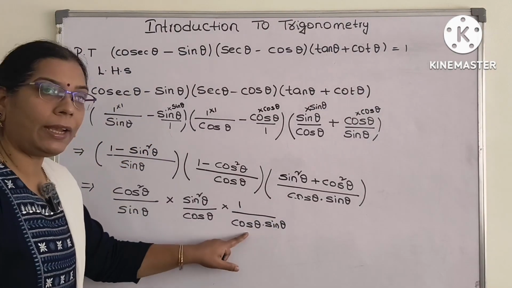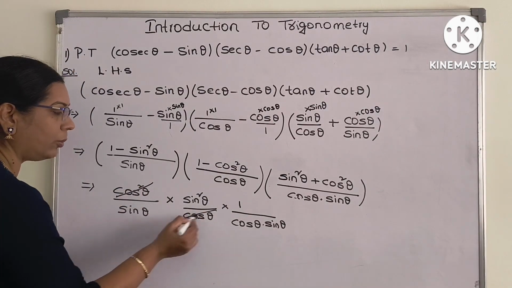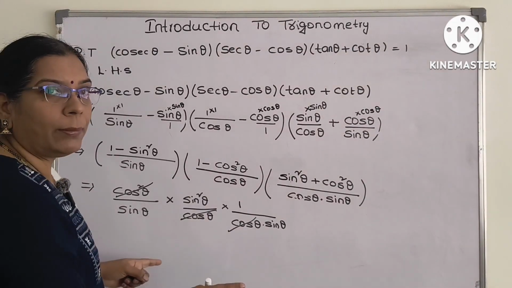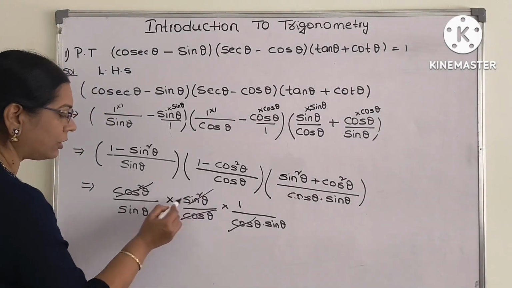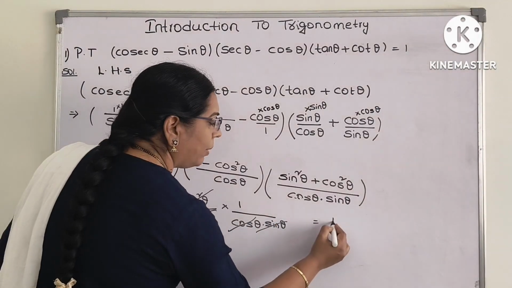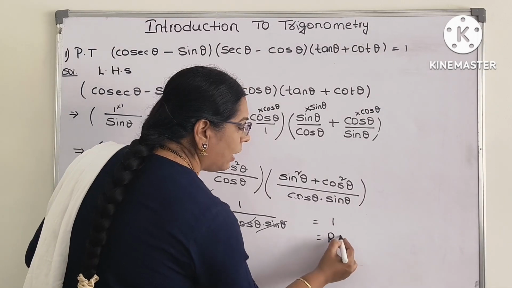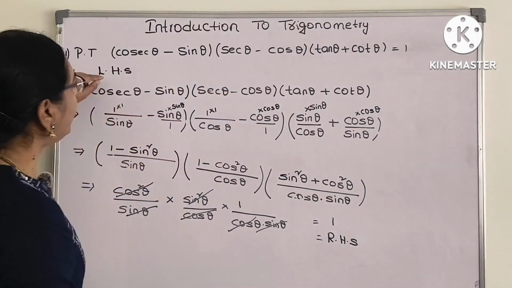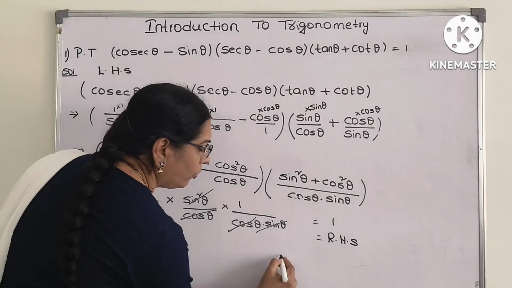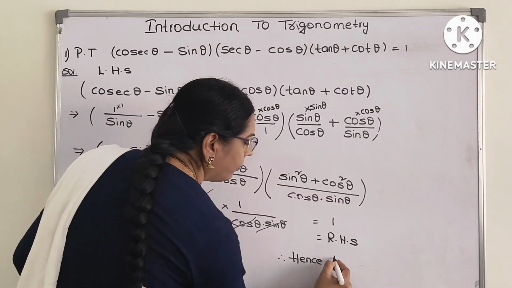I have cos theta into cos theta, which makes a cos square theta. So I have a cos square theta in the numerator. I will cancel both. I have sin theta, both are being multiplied, so sin square theta, I have a sin square theta in the numerator. It will be cancelled. So what am I left with? I am left with 1. And what is 1? 1 is the RHS. So I simplified the LHS and arrived at the RHS. So what will you write at the end? You will write hence proved.